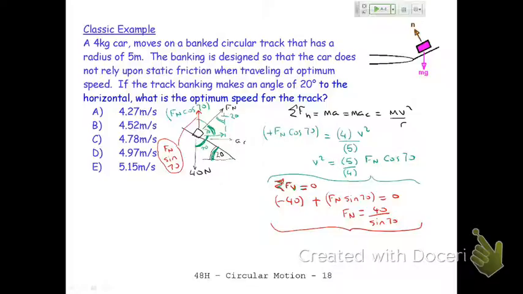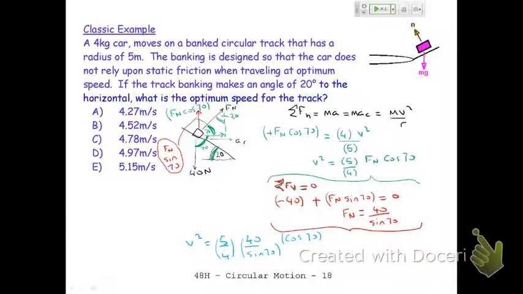So I'm going to say v squared is equal to 5 over 4, and rather than Fn, I'm going to put 40 over sine 70, and then we have cosine 70. You can just work that out, you don't need to do anything special trig-wise. So 5 times 40, enter, and then times cosine 70, enter. Divided by 4, enter.